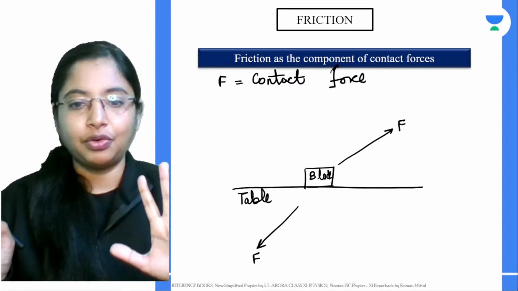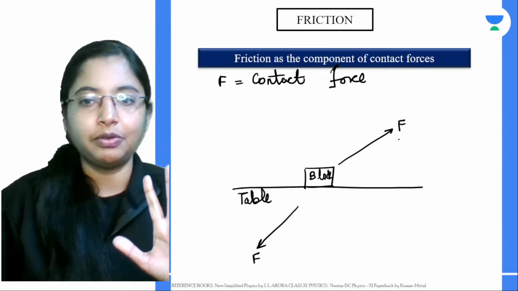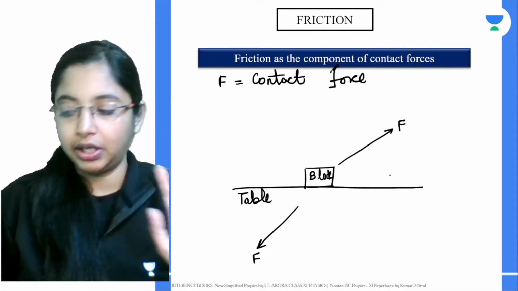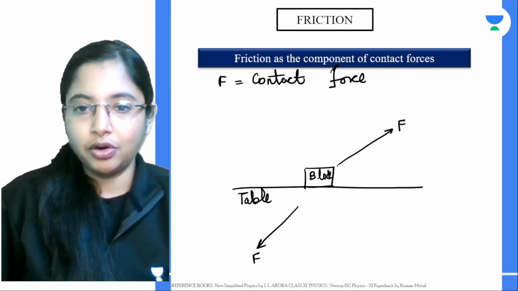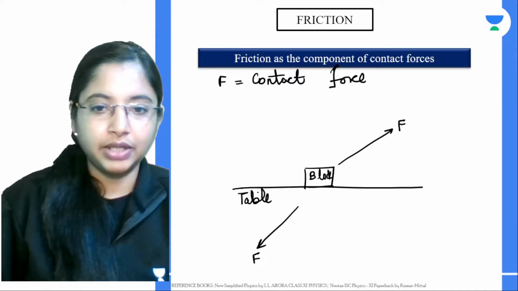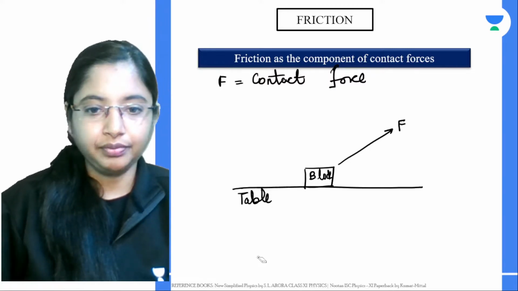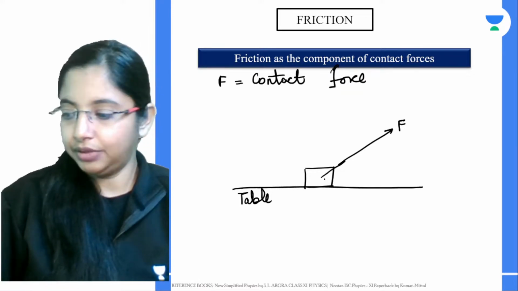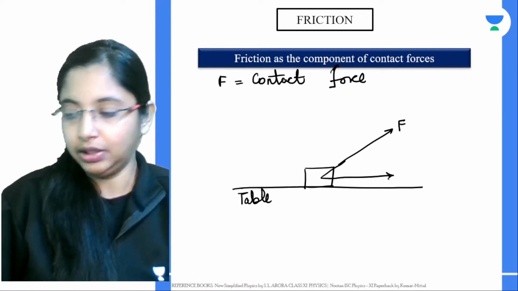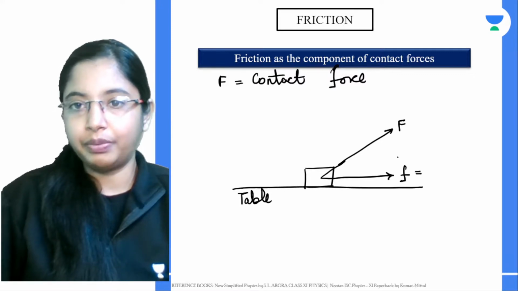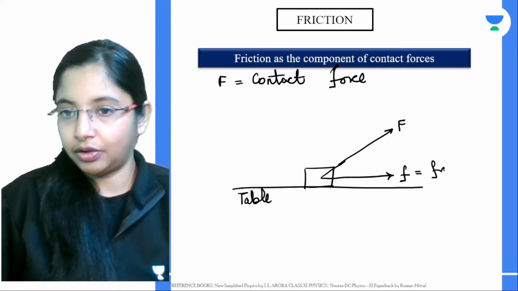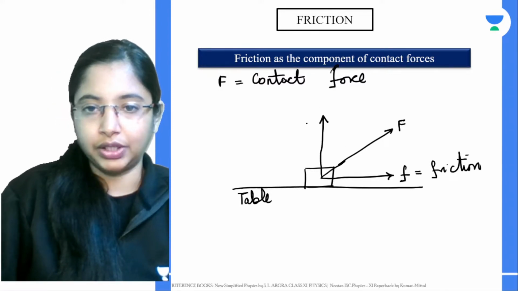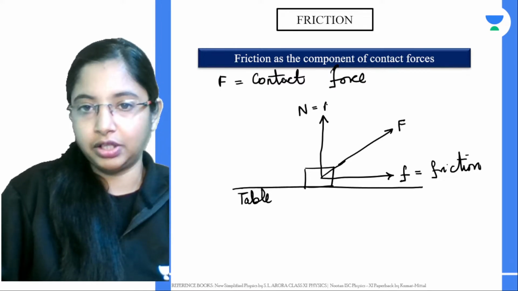Now, this particular force, we can say, is because of the contact force. This contact force can be resolved into two components. One component will be a force acting along the horizontal. This horizontal component of the contact force is your frictional force. And then you're going to have another component over here. This is your normal force, nothing but your normal force.